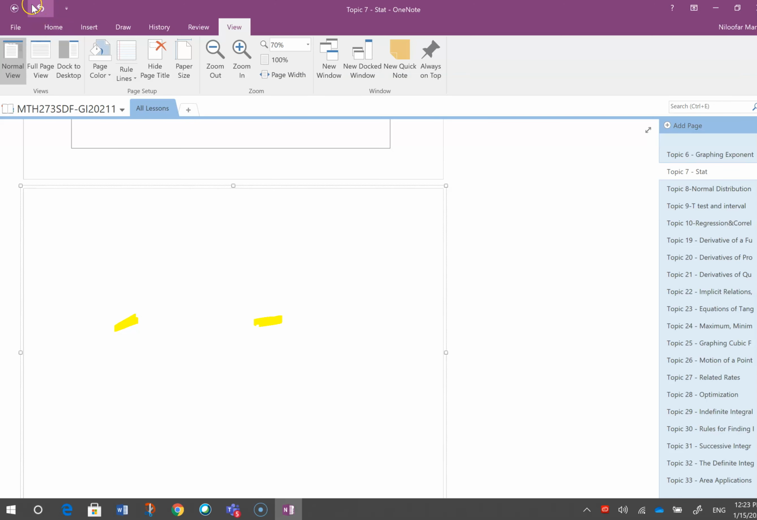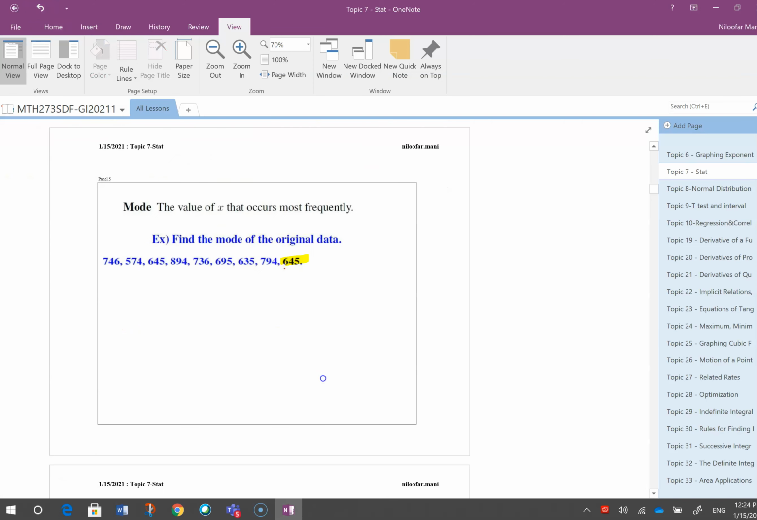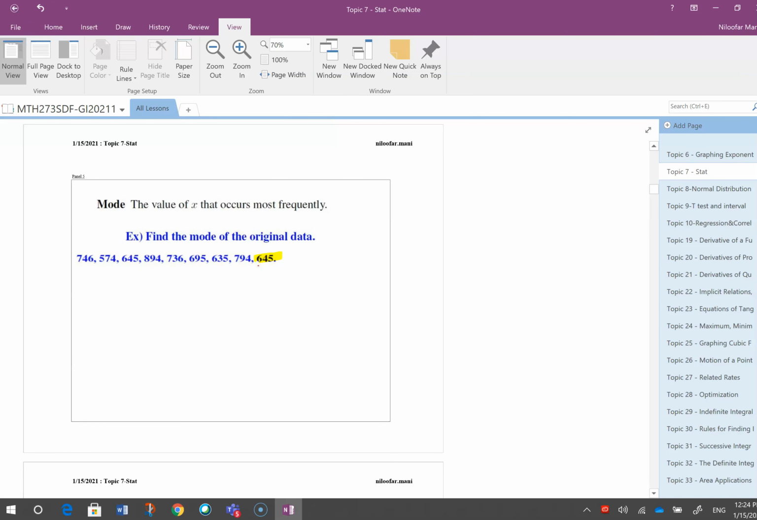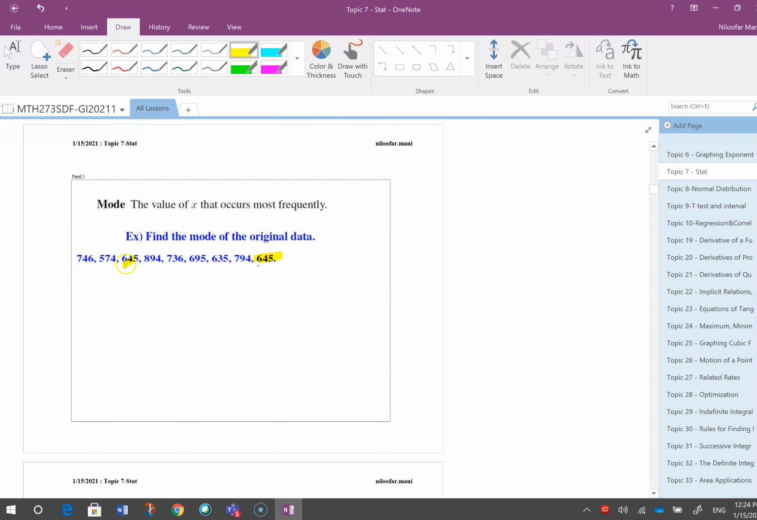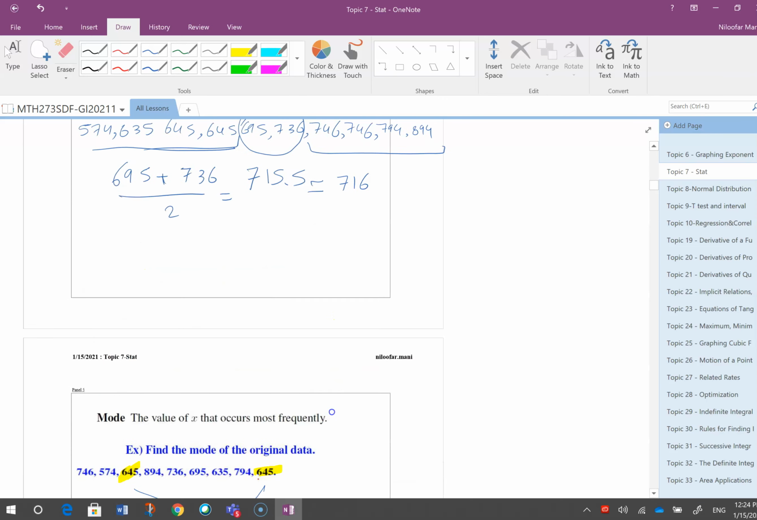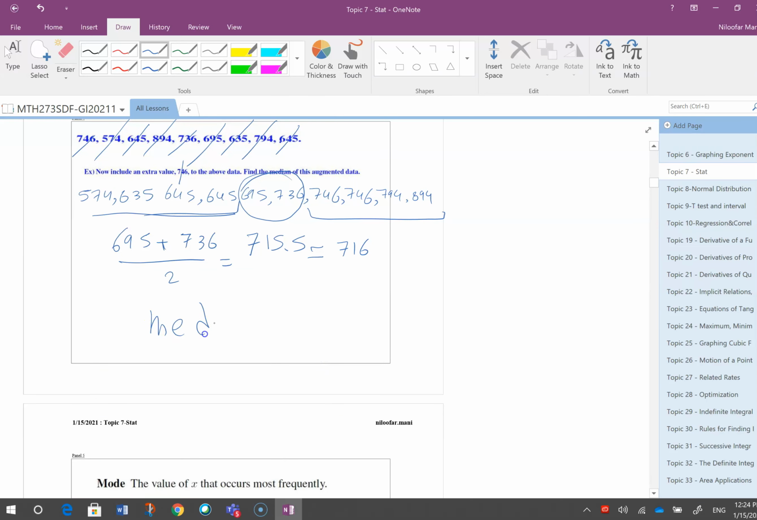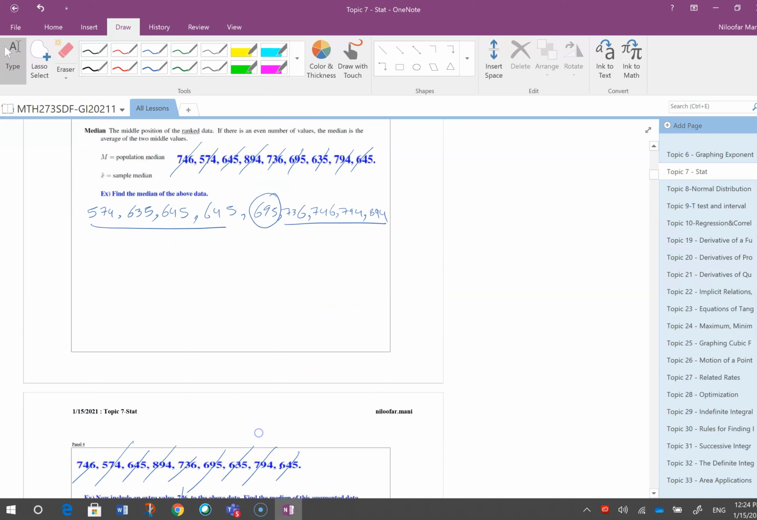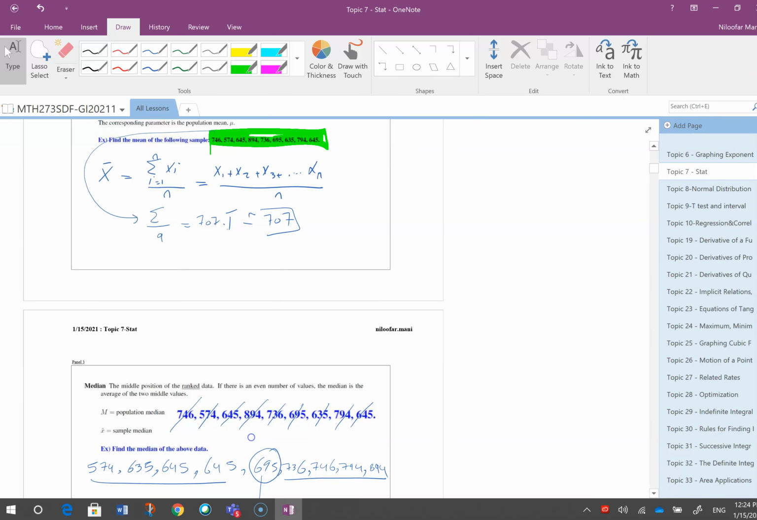I did maybe something. Yes, so this is the mode here because it happens twice. Okay, so I would say this is the mode. So did I write median there? Yes, median. So median is 716. And here, yes, this is median. And here I said this is mean, I have to say.